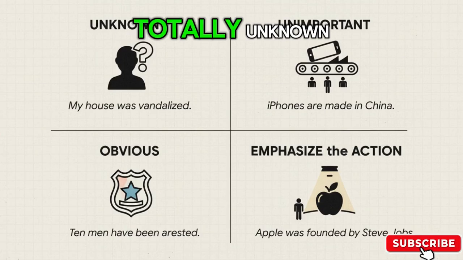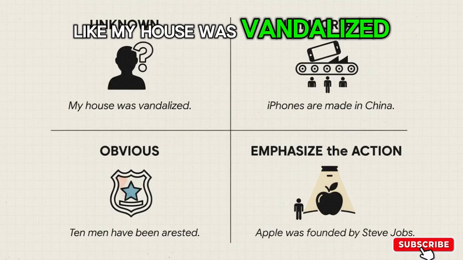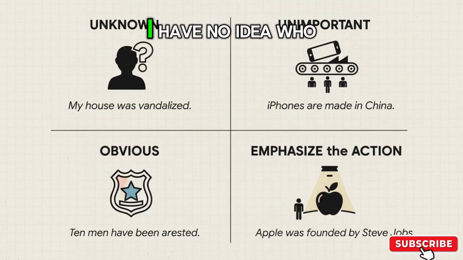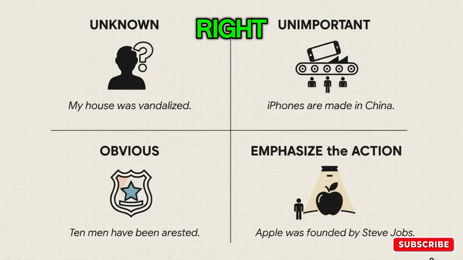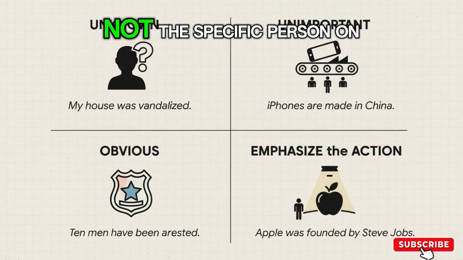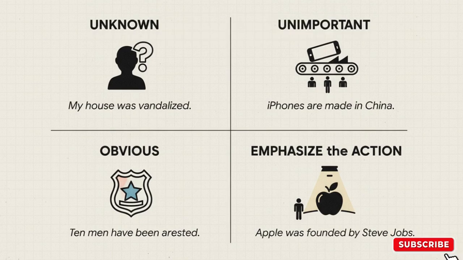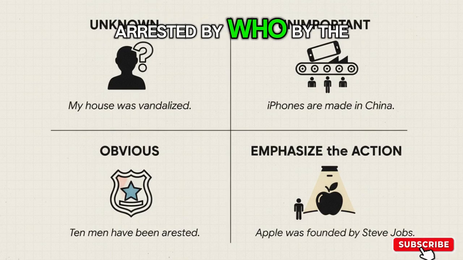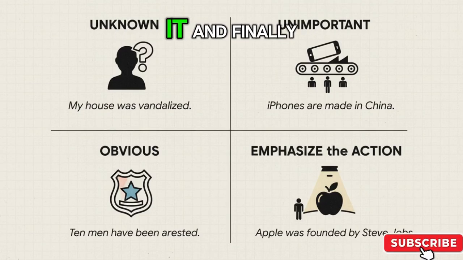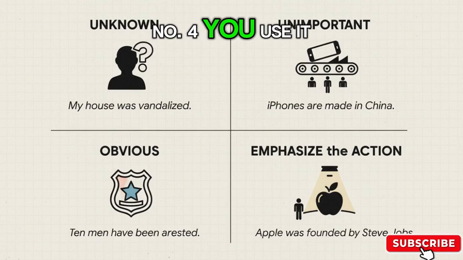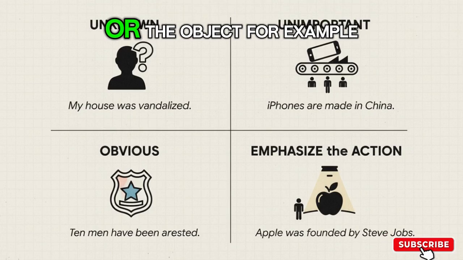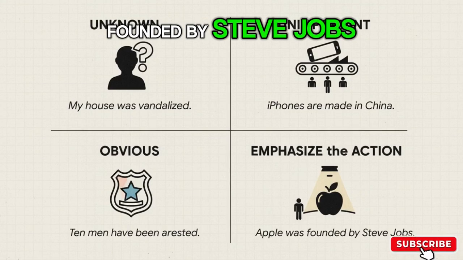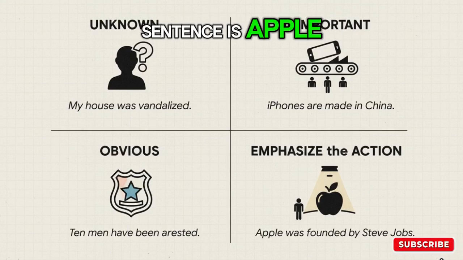First, when the doer is totally unknown, like my house was vandalized. I have no idea who did it. Second, when the doer is just not important. iPhones are made in China, right? We care about the iPhone, not the specific person on the assembly line. Third, when the doer is super obvious. 10 men have been arrested. Arrested by who? By the police, duh. We don't need to say it. And finally, number 4, you use it to deliberately put the emphasis on the action or the object. For example, in the sentence, Apple was founded by Steve Jobs, the real star of that sentence is Apple.